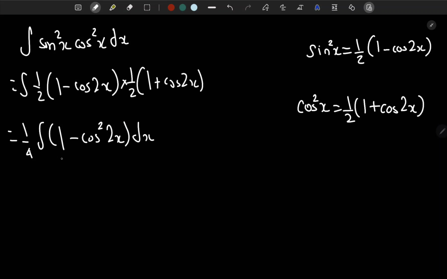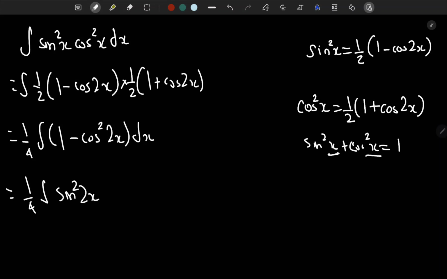dx. And if you realize something here, it is 1 minus cosine squared. So 1 minus cosine squared is an identity which is equal to sine squared. Let me just write it here quickly. That's cosine squared x is equal to 1. And it does not matter what angle it is, it could be anything, but the other angle will be the same then. So here we can just do 1 over 4 integral of sine squared 2x because we have 2x over here dx.